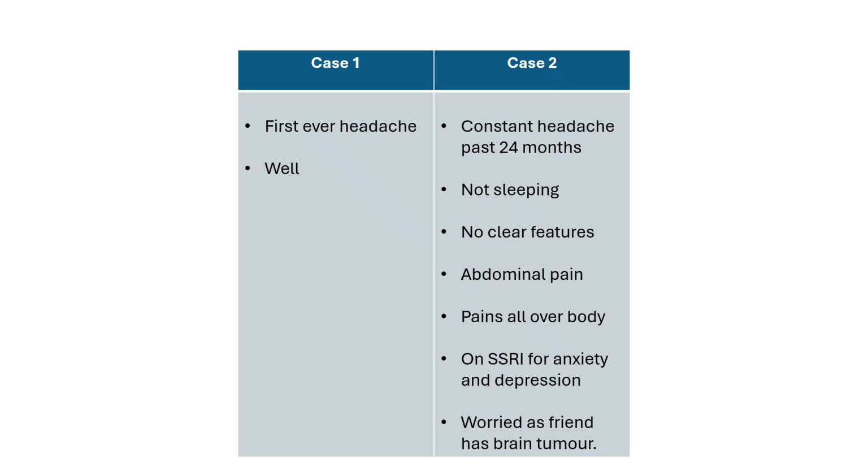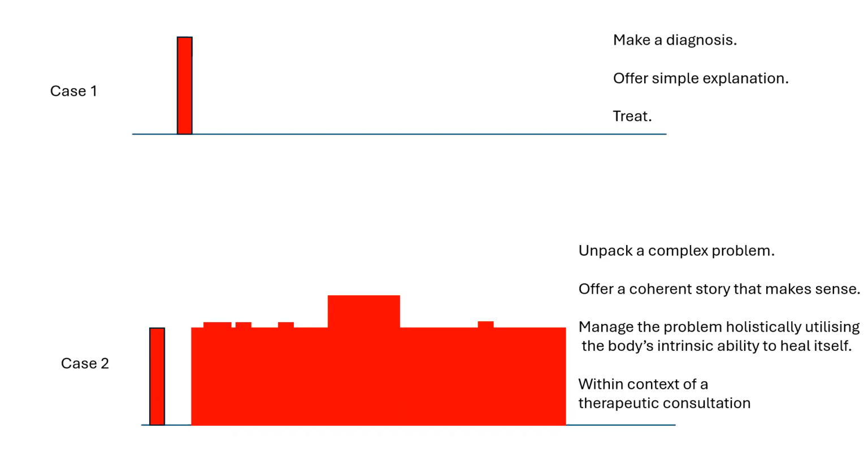First of all is a new case of headache in a young person who's well. The second case is a more challenging case. It's a complex multimorbid problem, a long history of headache, not sleeping, no clear features to offer a clear diagnosis, pains all over, abdominal pain, muscle pains, already has a history of anxiety and depression, and an ongoing concern that this could possibly be a tumour. So here are the two cases, and we have a very different approach to both of them.